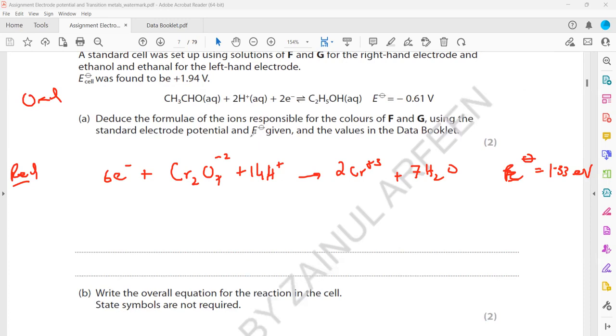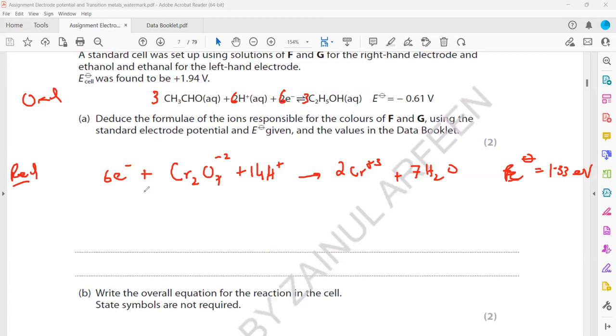So first what we do, we make the number of the electrons same for both equation. So how to make, there are 6 electrons here, so we want to make 6, so we multiply this by 3. So this will be 3, this will be 6, 6 and 3. No need to change the electrode potential because that is a standard electrode potential. It's for like 1 mole that you don't have to change. We don't want the cell voltage. We just want the equation.